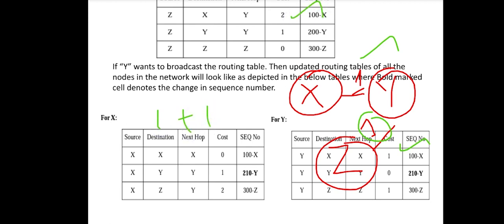Similarly, in the second case, you have to travel from the source node Z to the destination node Y. The next hop will be Y. The cost of the link which connects your source Z to Y is nothing but 1. And for all the combinations, the sequence number may be any random number. So we have mentioned 100, 200 and 300. Okay. Clear?